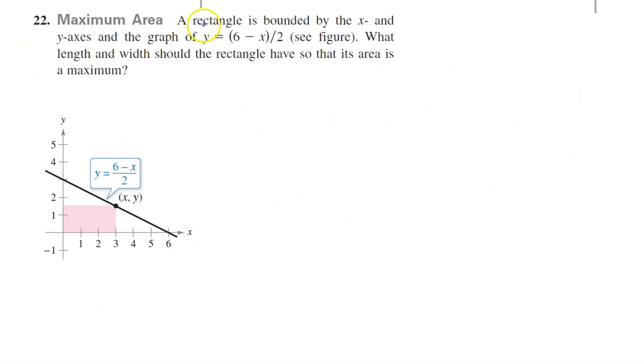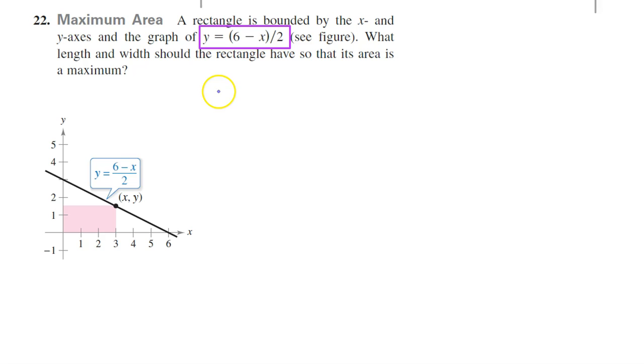Number 22. A rectangle is bounded by the x and y axes and the graph of y equals 6 minus x over 2. What length and width should the rectangle have so that its area is a maximum? In other words, as the point x, y moves along this line, what are the coordinates where the rectangle has maximum area?